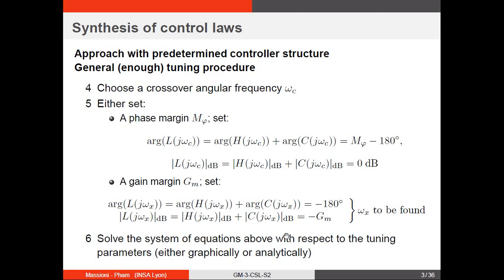Then basically this will set you a system of equations. It can be these two over here or these two over here, replacing the value of the modulus and the values of the phase with the values that you have for your specific transfer function and for your specific choice of controller, and both these and these will disappear. You will have some equations in the unknowns of your controller, because h is already known, and by solving this equation typically you will have the parameters that guarantee your tuning.